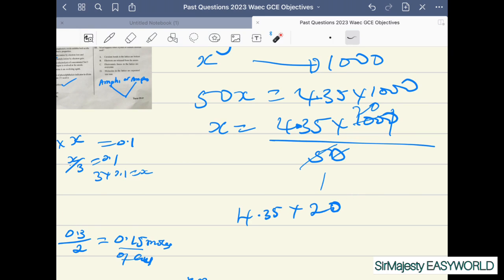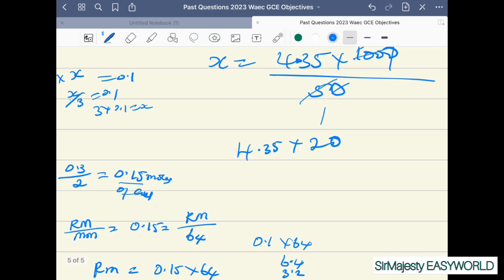Therefore, let's apply this. It's a way to help you, assuming you're writing JAMB where a calculator might not be there. You can help yourself and reason it out. Since I want to cancel off this 0, I will shift that point to become 43.5 times 2. I have automatically eliminated 0 by shifting the point. This is what I call eliminating 0 by shifting the position of your point.